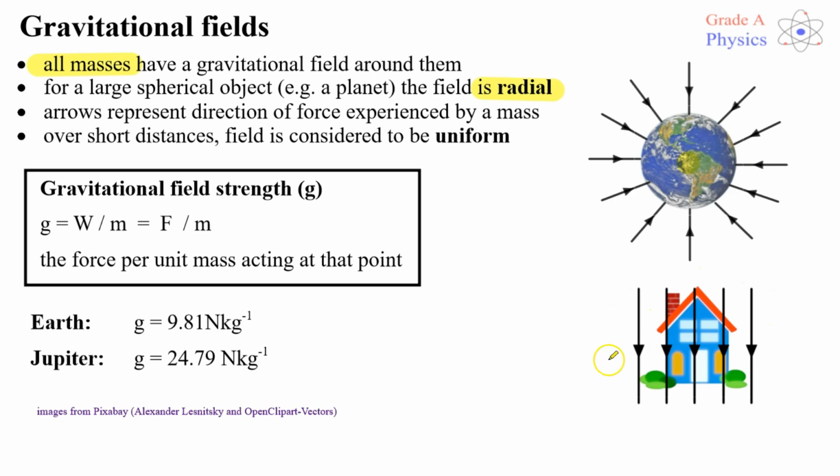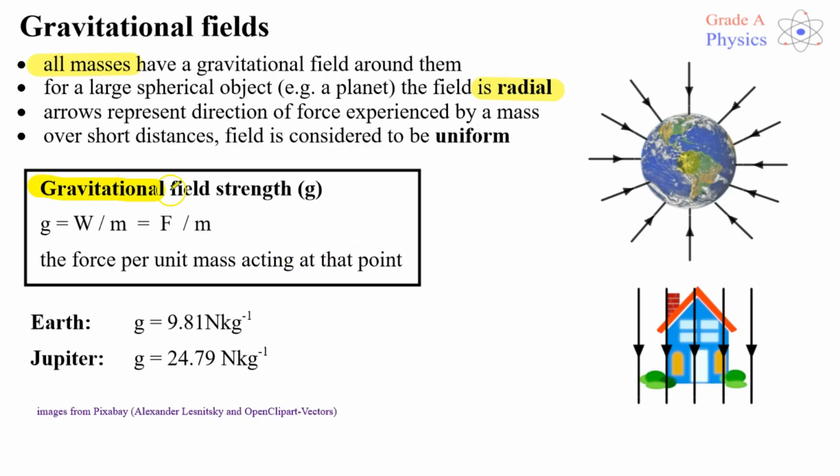However, if we consider a situation over short distances on a much smaller scale, then we would assume the field to be uniform. So these lines are totally arbitrary and they just remind us that there is an invisible force field there with a particular direction.